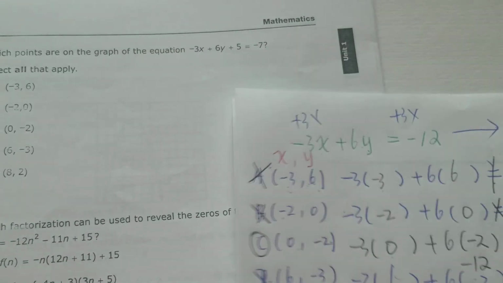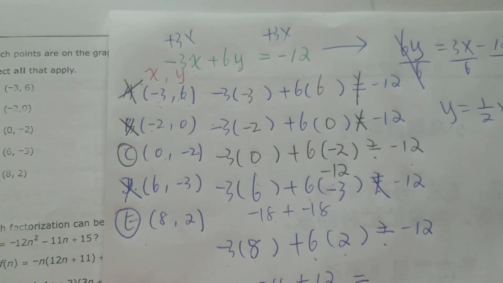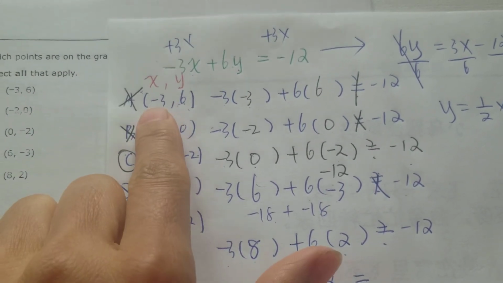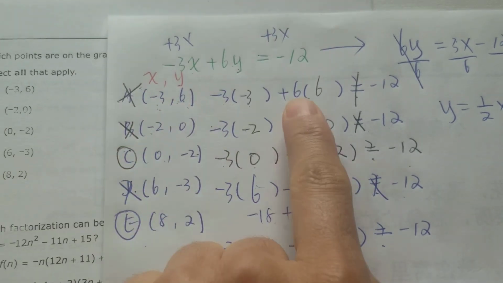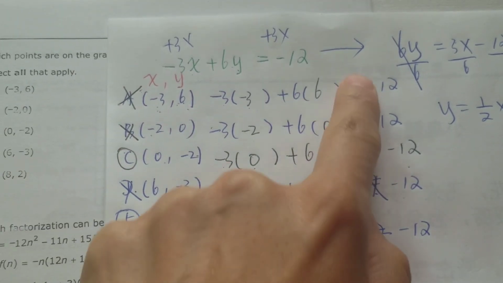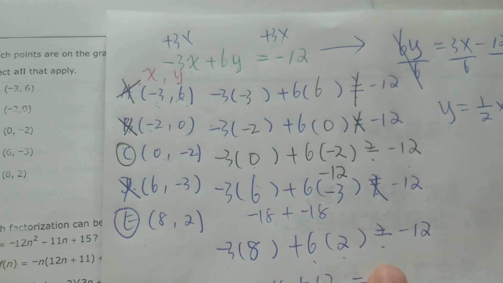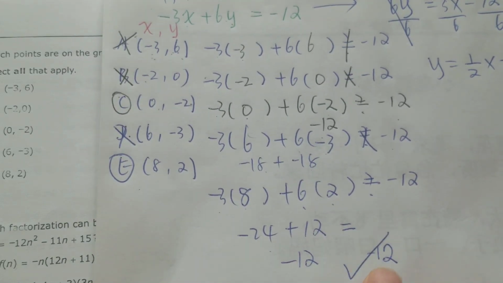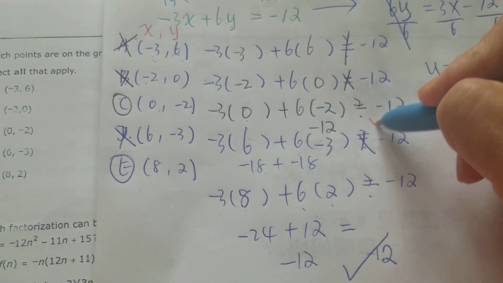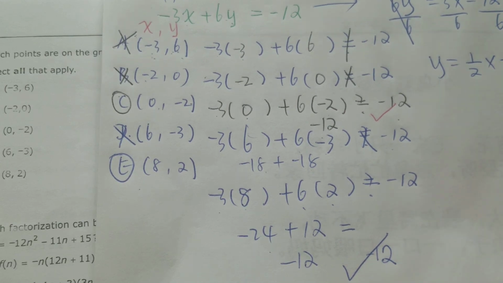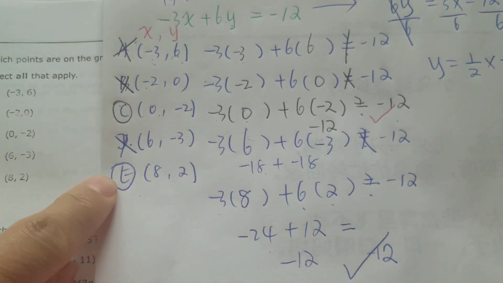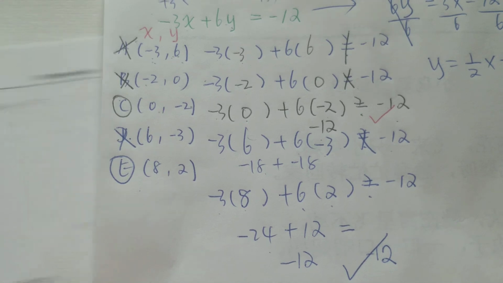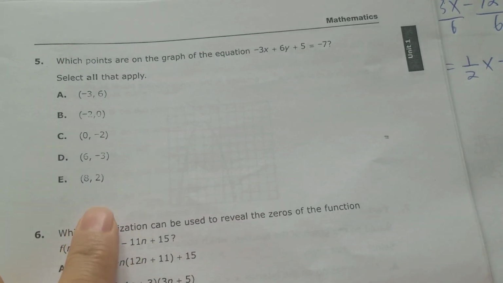Let me quickly summarize it. In order to find out which one is your correct solution, you just need to substitute your x and y back into the original equation to see if this equation is true. If it's true, then it's your solution. If it's not true, then it's not your solution. Okay, this is all for question number 5.